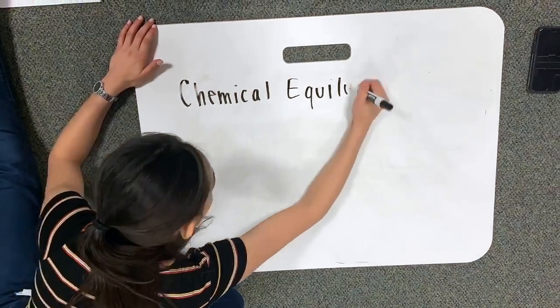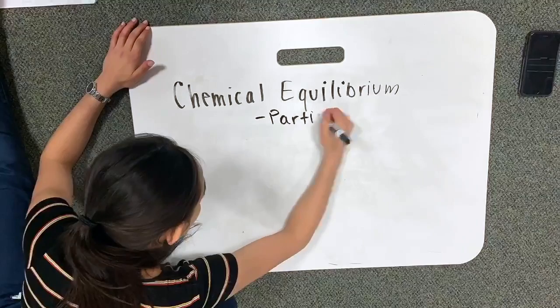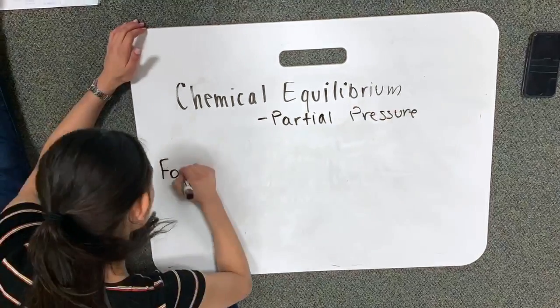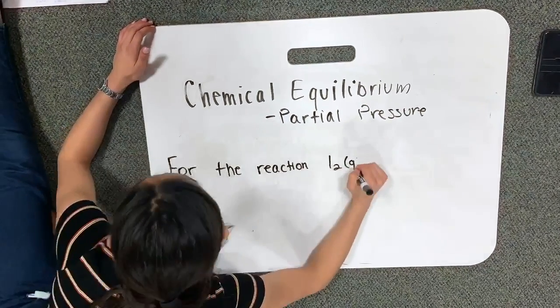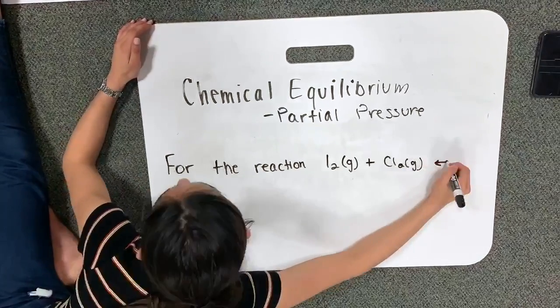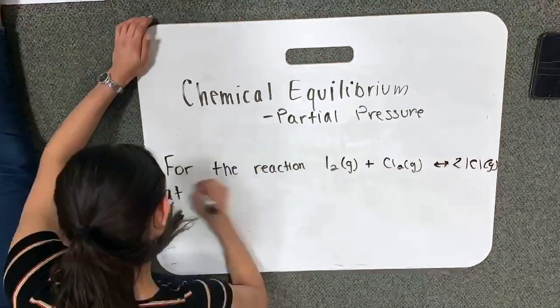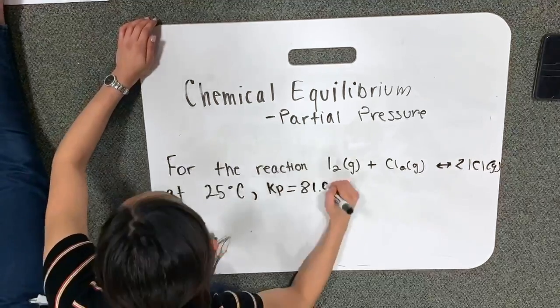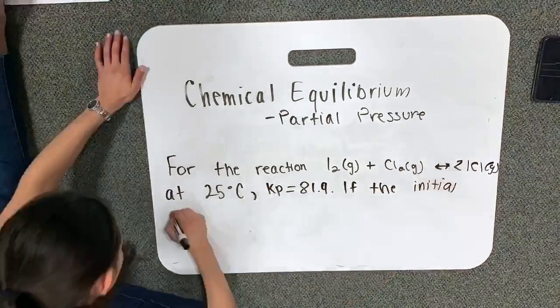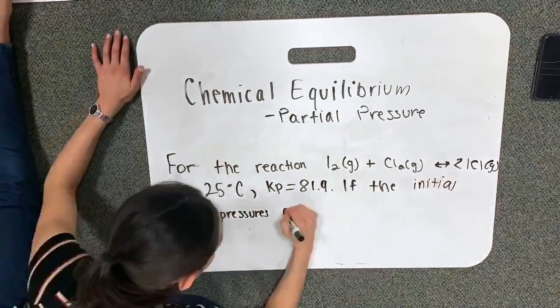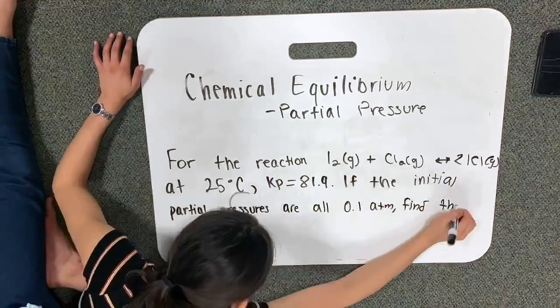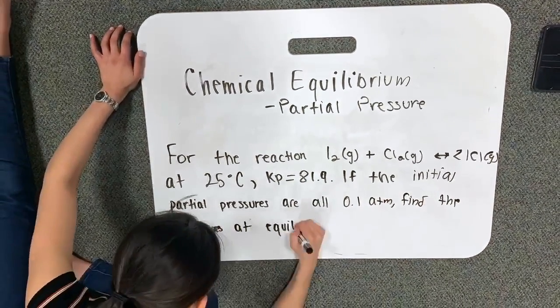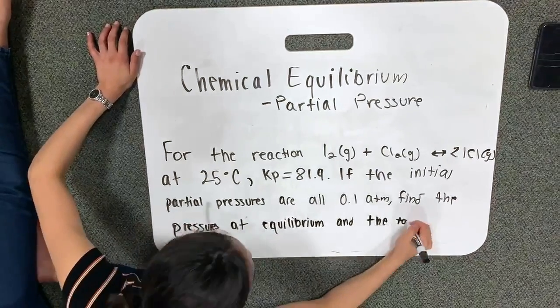Next, we will be solving a chemical equilibrium problem that has to do with partial pressures. The problem we are going to solve is for the reaction I2 gas plus Cl2 gas in equilibrium with 2 ICl gas at 25 degrees Celsius. Kp is 81.9. If the initial partial pressures are all 0.1 atmospheres, find the pressures at equilibrium and the total pressure.